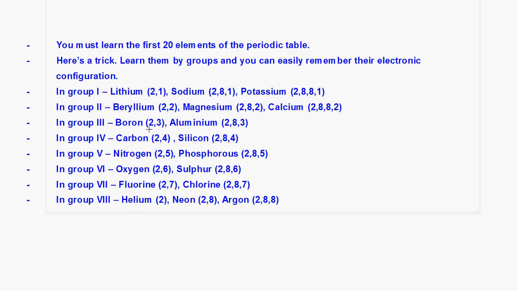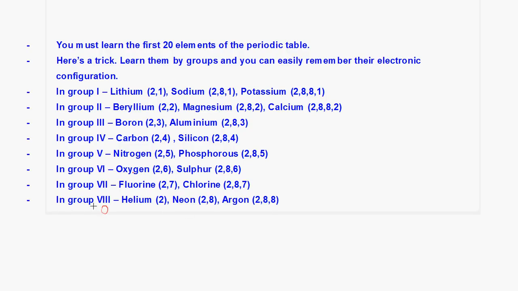In group 3 we have boron and aluminium, so we start off with 2,3, then 2,8,3. In group 4 we have carbon, silicon, which is 2,4, 2,8,4. In group 5 we have nitrogen and phosphorus, that is 2,5 and 2,8,5. In group 6 we have oxygen and sulfur, which is 2,6 and 2,8,6. And in group 7 we have fluorine, chlorine, which will be 2,7 and then 2,8,7. And in group 8, sometimes referred to as group 0, we have helium, neon, and argon. We just have 2, and then we have 2,8 and 2,8,8.